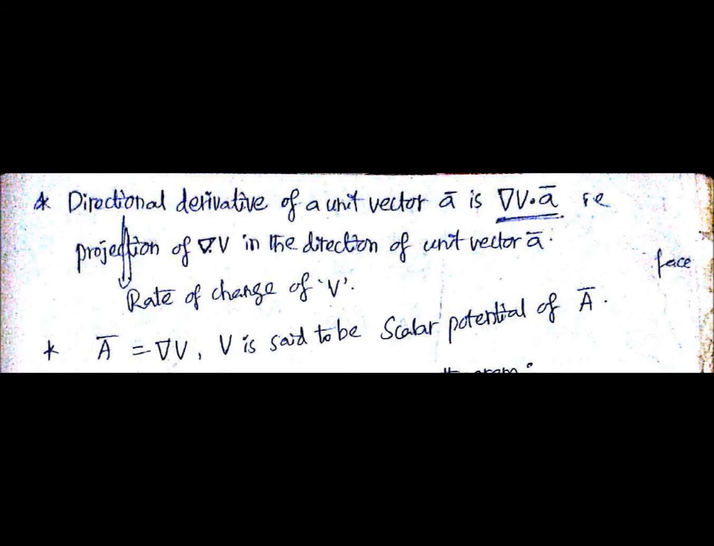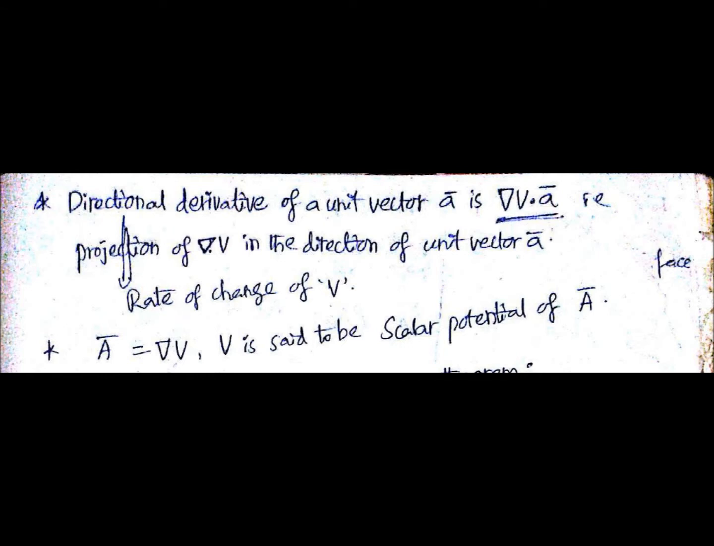So the directional derivative in the direction of a unit vector a bar is nothing but the gradient of the scalar dot product with the unit vector. That is nothing but the projection of the gradient of v in the direction of the unit vector a bar. And the directional derivative is nothing but the rate of change of that particular scalar surface v. Directional derivative means dot product with some particular unit vector, and in the exam they will give you the unit vector, right? If you solve the problems you will understand.